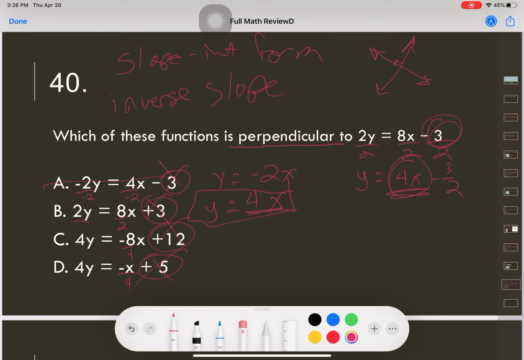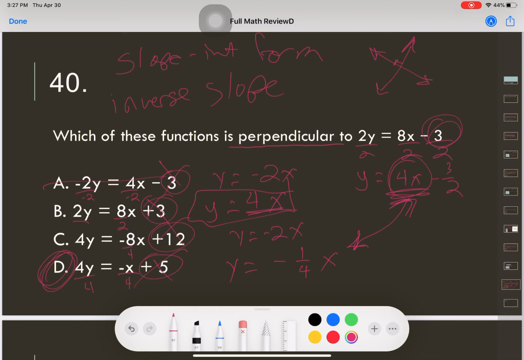Next one down, divided by 4, divided by 4. That would be y equals -2x. And in this last one, though, divided by 4, divided by 4. So y equals -1/4 x, or -x over 4. That is the complete inverse of this one. So D is the correct answer, because you've got to think of this.